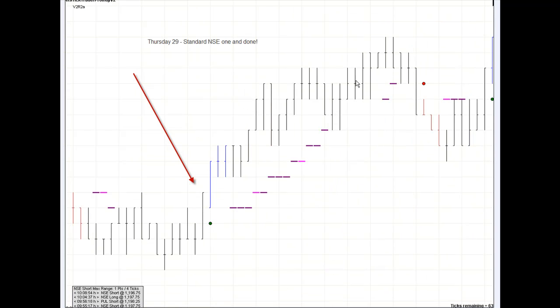Thursday, another standard NSE. It's not coming out of no zone, just a normal system entry. First one of the day, one and done. And by the way, these are pullback entries to the long side. This is a winning pullback trade here.